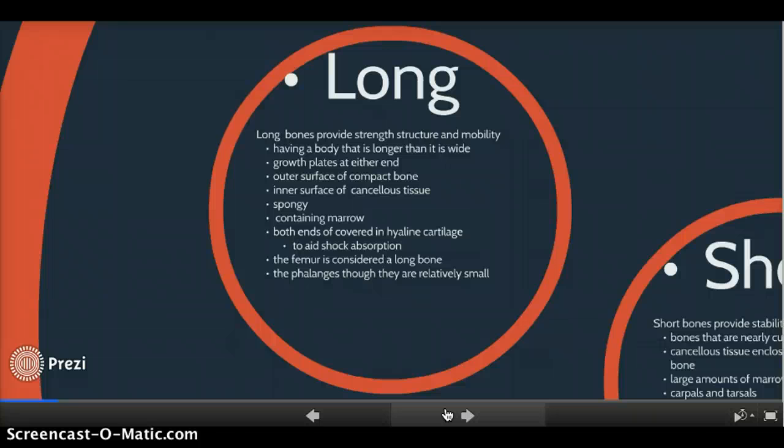They have growth plates at either end, an outer surface of compact bone, and an inner surface of cancellous tissue, which is spongy and contains marrow. Both ends are covered in hyaline cartilage to aid shock absorption. The femur is considered a long bone, and the phalanges are also long bones, even though they are relatively small.